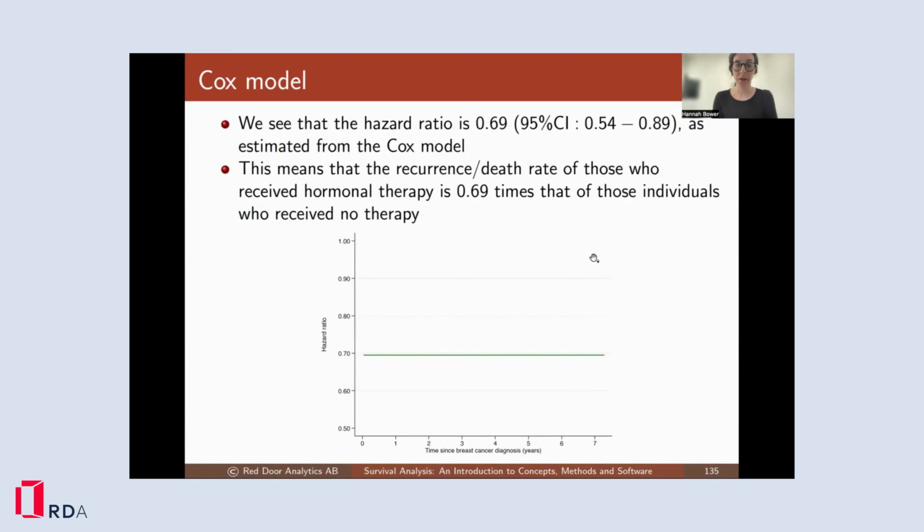You can see what this looks like. We have hazard ratio on the y-axis, and on the x-axis, the time since breast cancer diagnosis. We see that 0.69 is our line, and it's constant across the whole of the time scale.